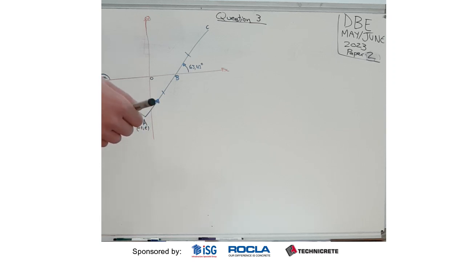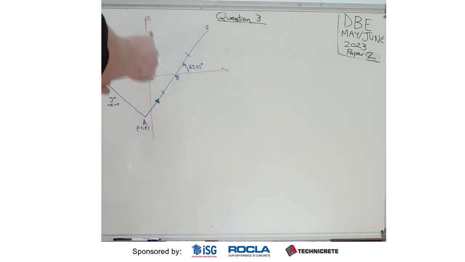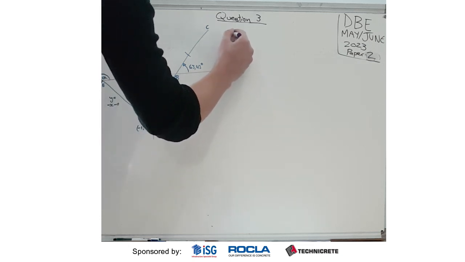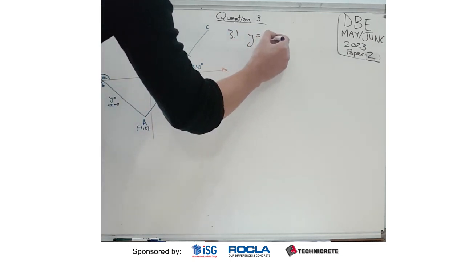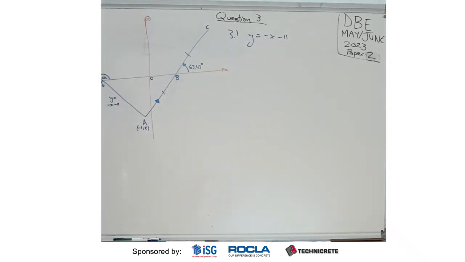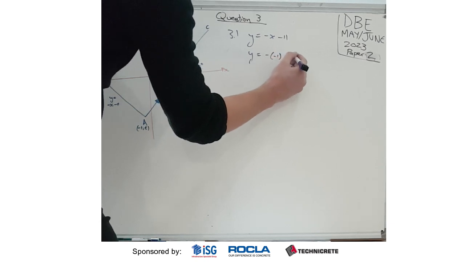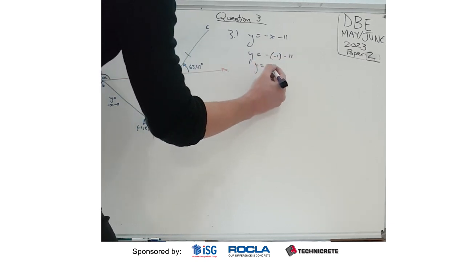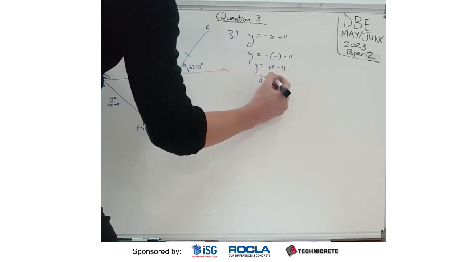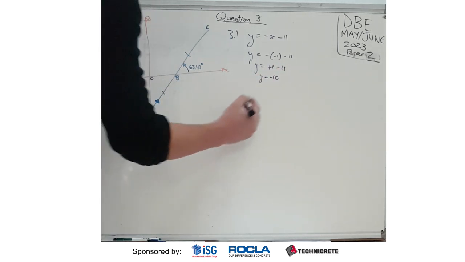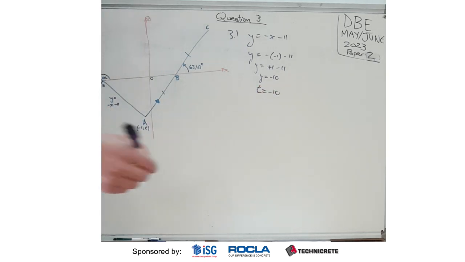So we know A falls upon this line right here, the line whose equation is, so let me go 3.1, y is equal to negative x minus 11. And we know that the x value of A is negative 1, so y is negative minus 1 minus 11, so that just makes positive 1 minus 11, so y is equal to negative 10, which is t. Okay, does that follow? You understand this? It falls on this line, and we have at least one value, so we can work out the rest. Good, so that's 3.1.1.